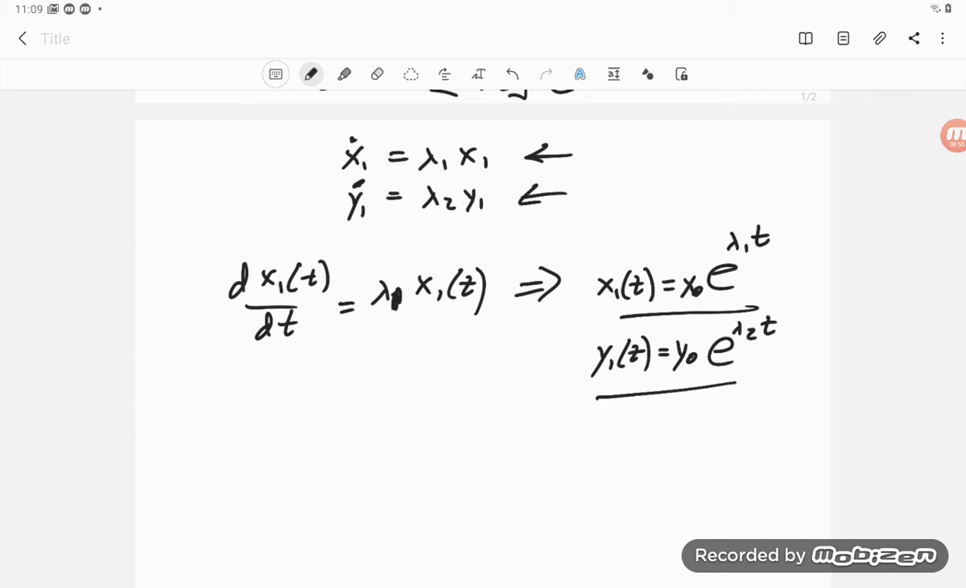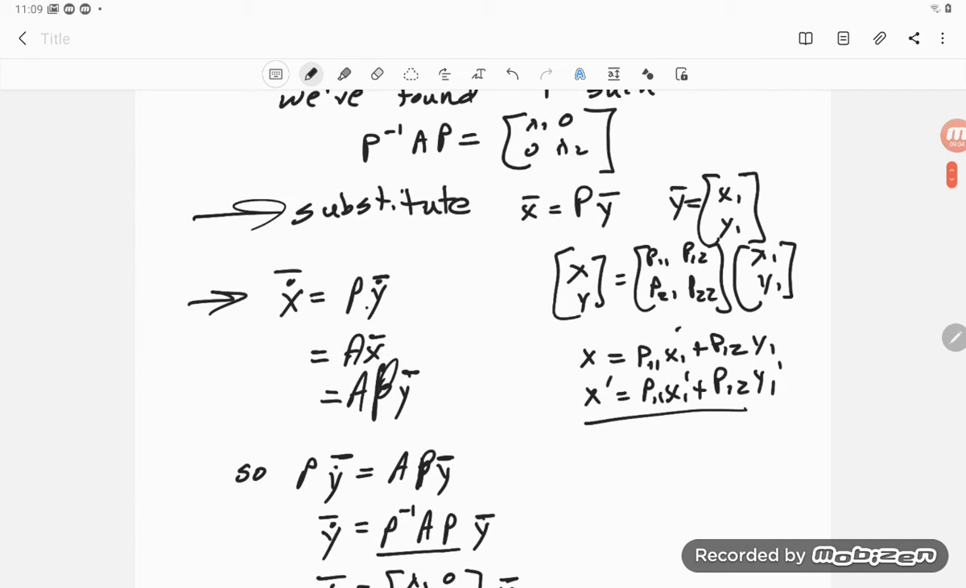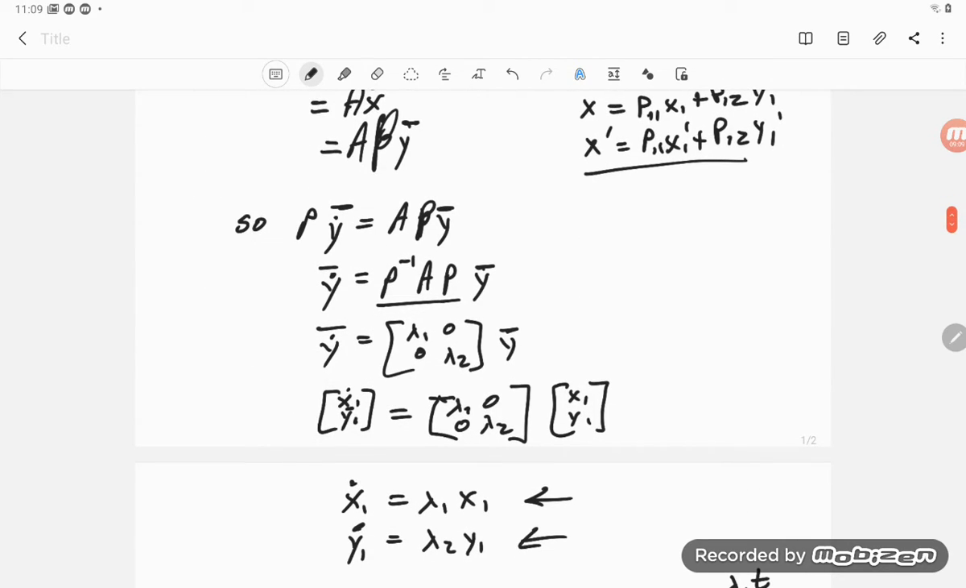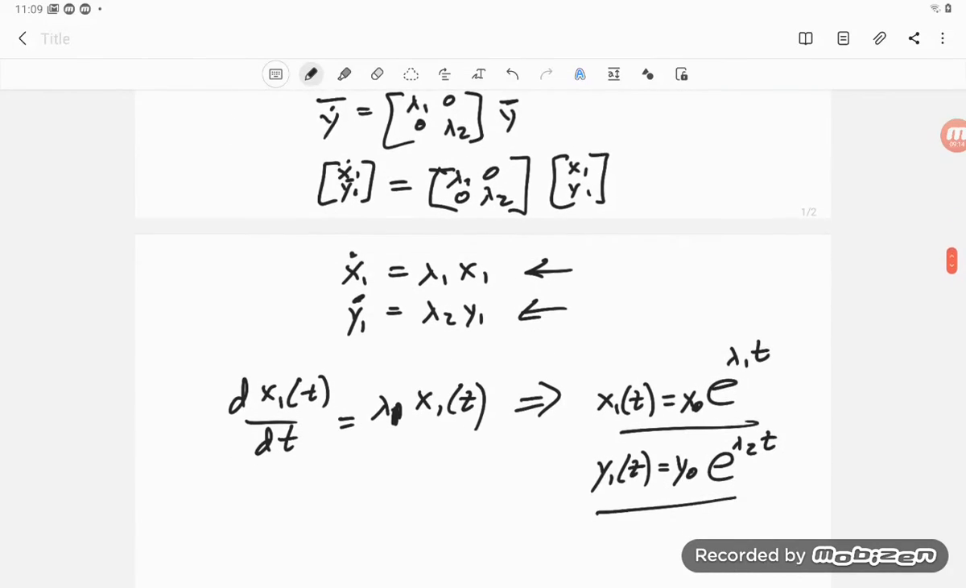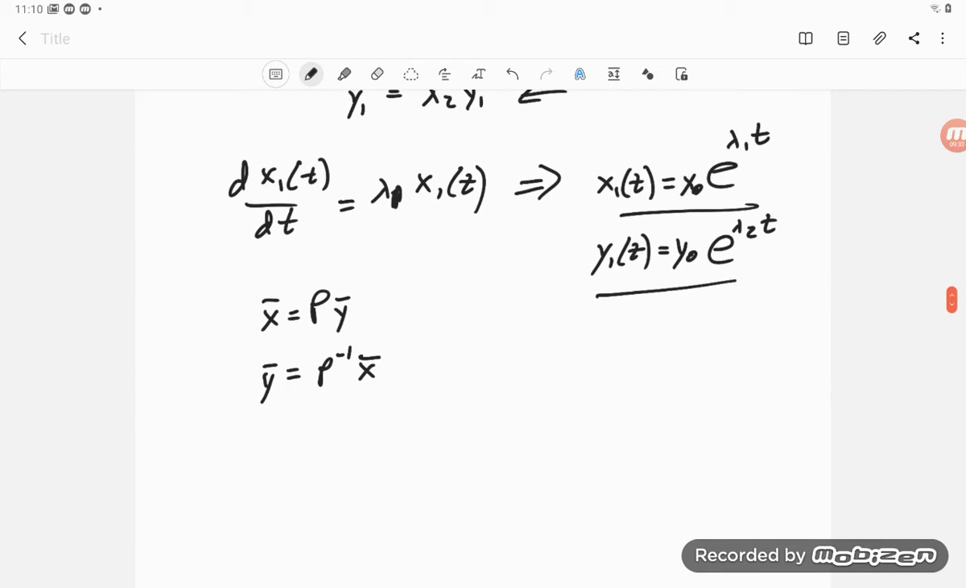Because we know that, where is it? Here we go. There's our substitution. We know that x is equal to p times y. And so if x was equal to p times y, then that means y is equal to p inverse x. And so I can get my initial values, whatever we determine, in the correct coordinates, and then we're good to go. All right, so that's what they end up with.